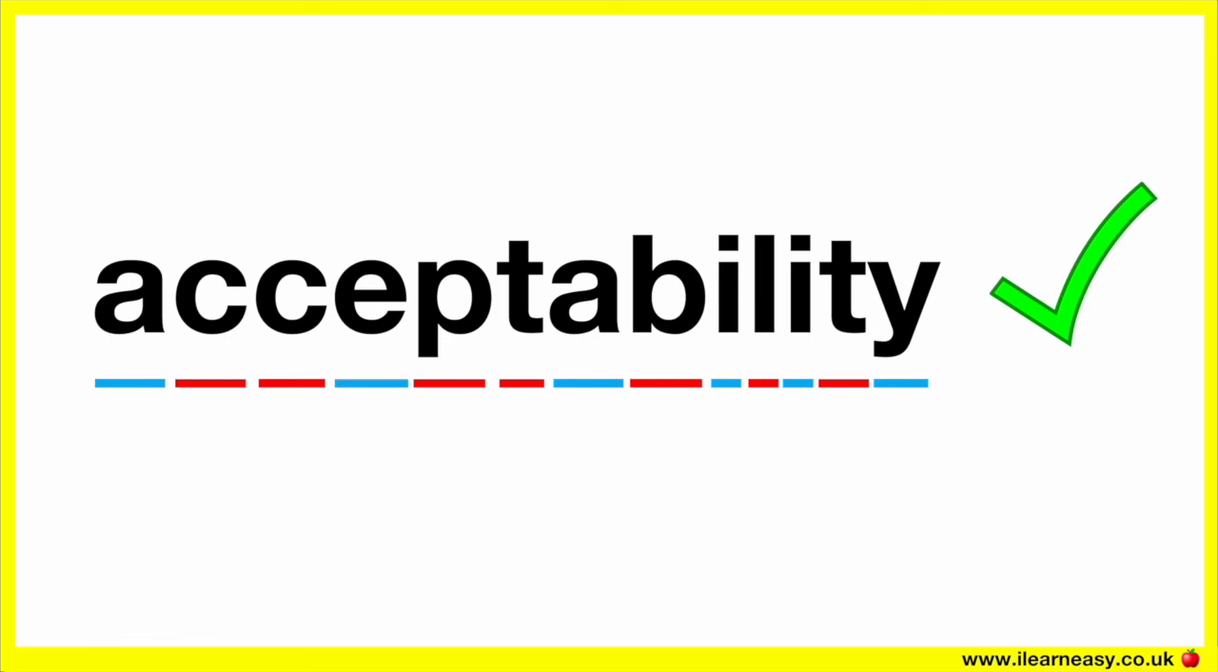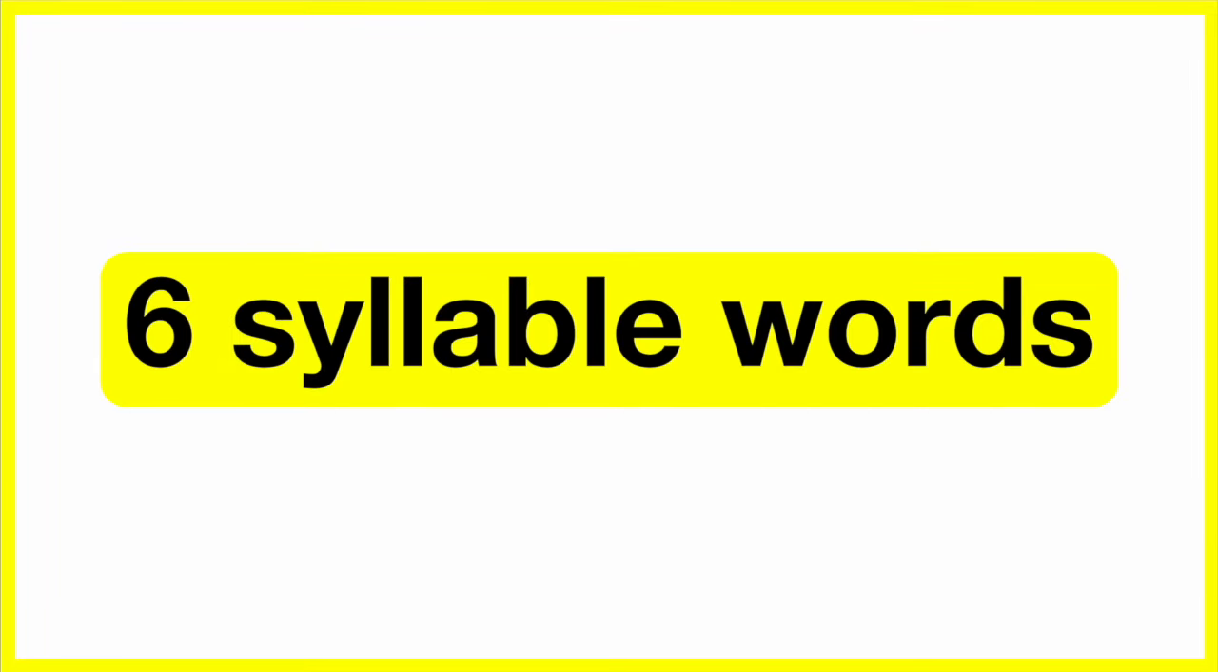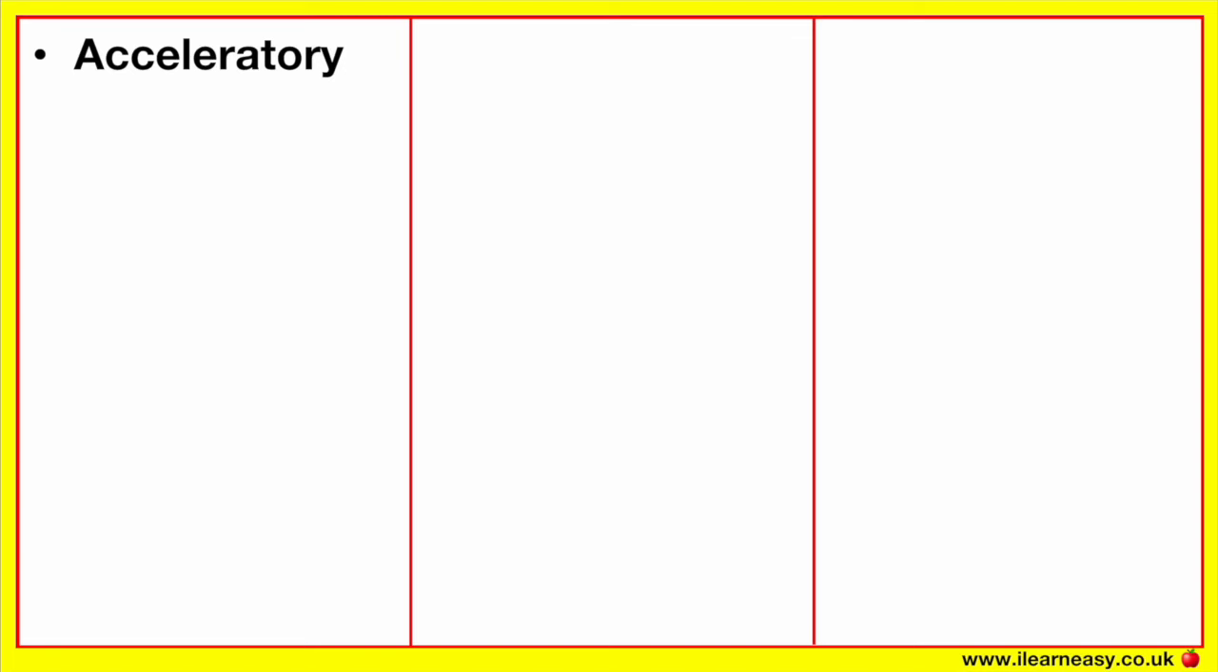Acceptability. There are 6 vowel sounds in this word. Therefore, there are 6 syllables. Acceptability, acceptability. Now let's go through a list of 6 syllable words. Acceleratory. Acceptability.